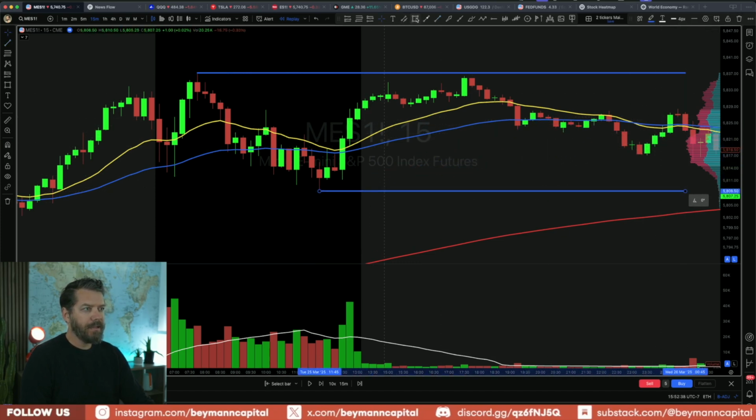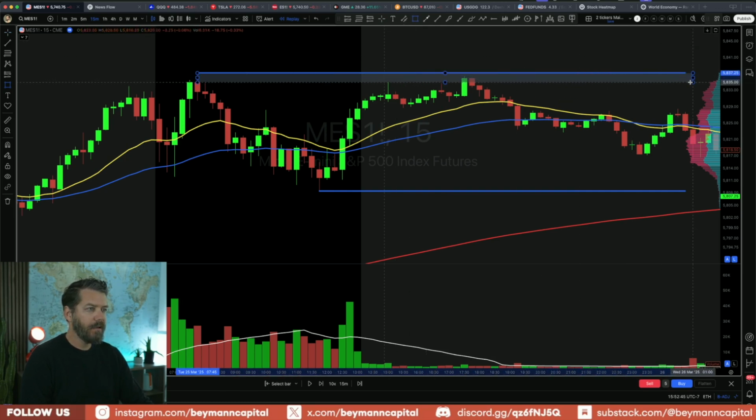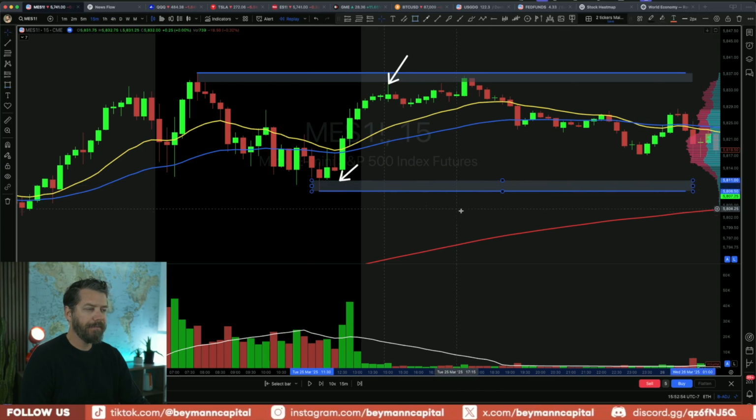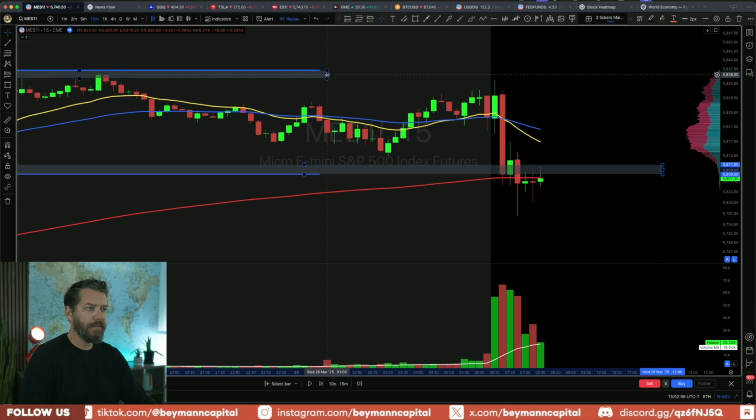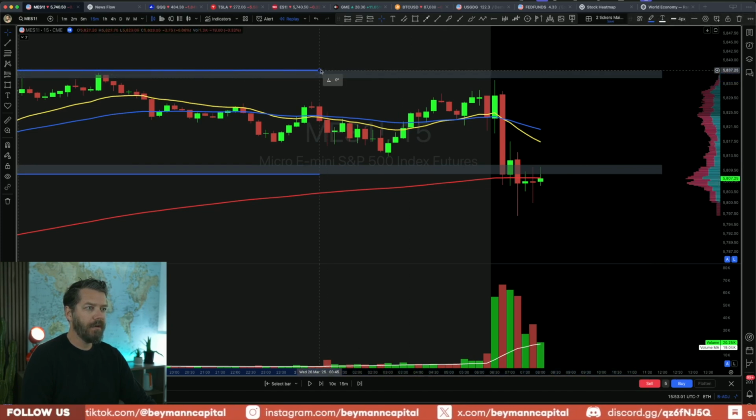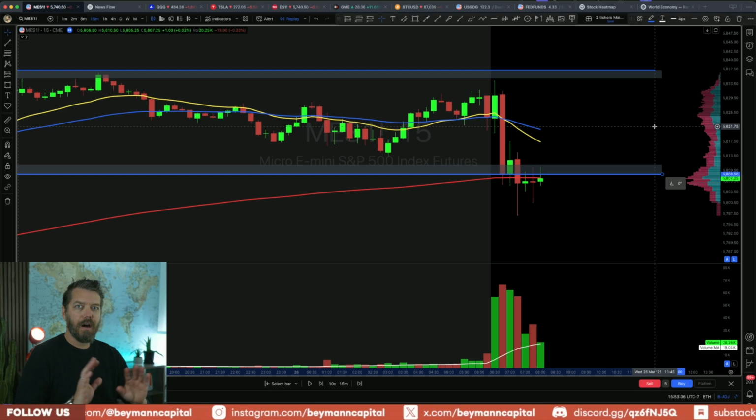And then I place a rectangle from this high of the previous day up to the next pivot point. This one, for instance. Okay? I do the same down below. This one. Okay? And obviously I extend them so I can see them on the current day.